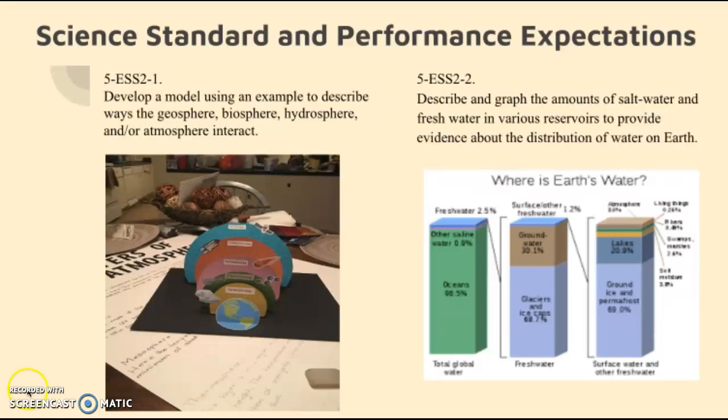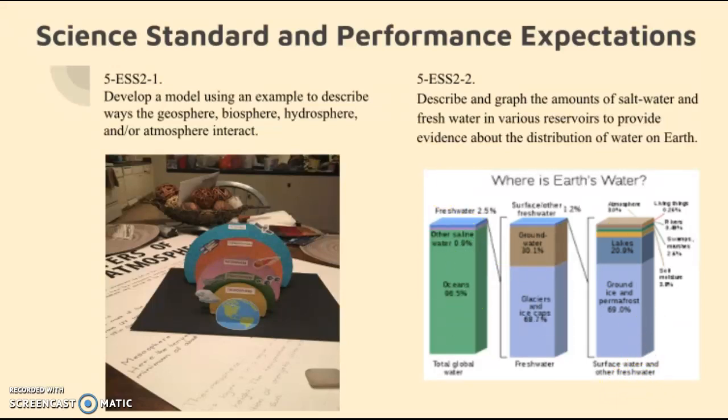In the first example, there's a model of the four different spheres of the Earth. And the second example, it says, where is Earth's water? As we can see, total global water, fresh water is to the right. And the next is our surface water and other fresh water.